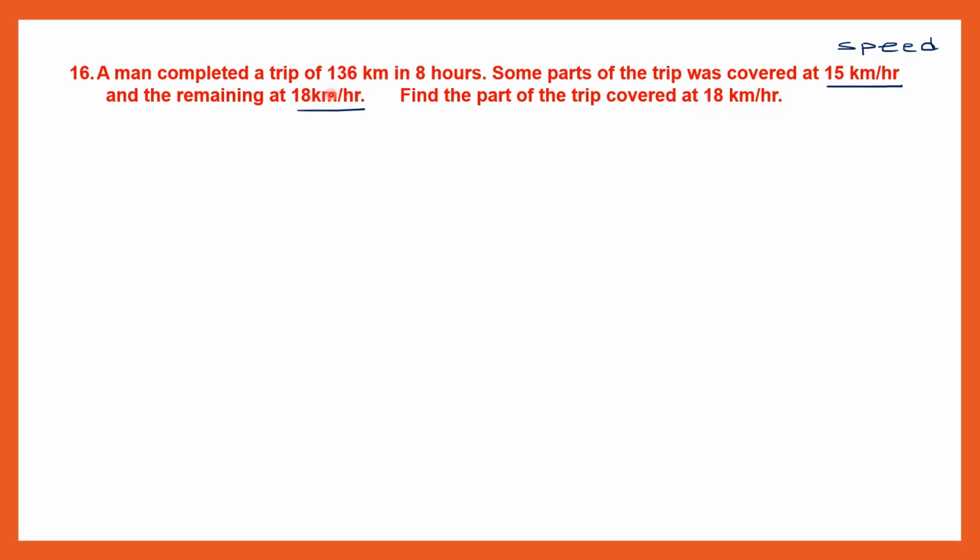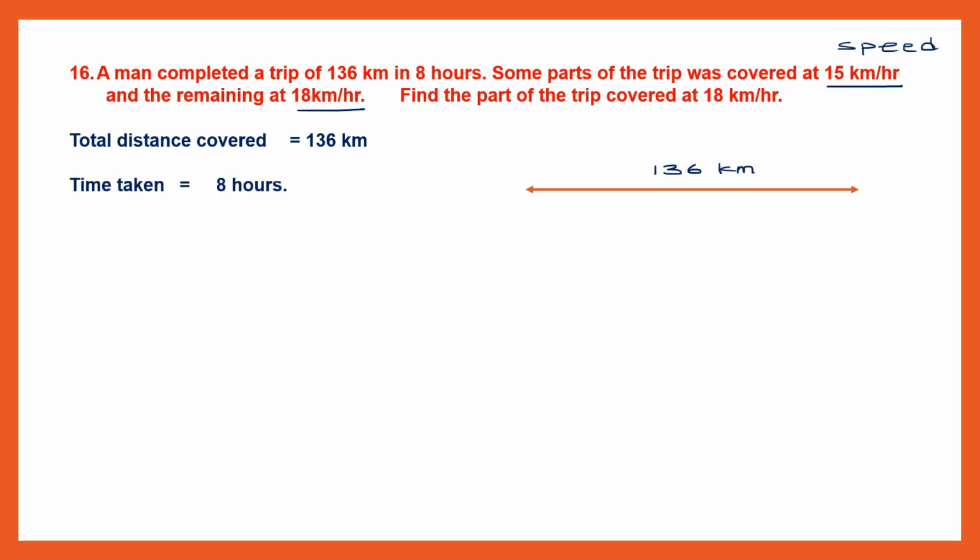We have the total distance given to us, and that is 136 kilometers. So let's consider this to be the total distance, the distance covered here is 136 kilometers. And we are also told that the time taken to cover this whole distance is 8 hours. Now here they're saying some parts of the trip were covered at 15 kilometers per hour. So let's consider this green portion here to be some parts of the trip.